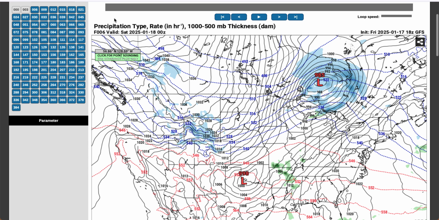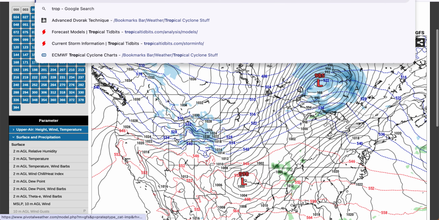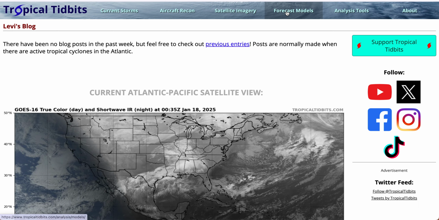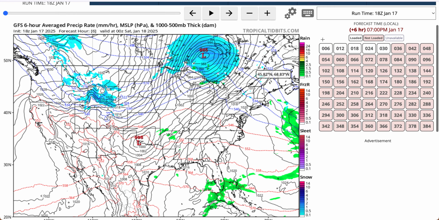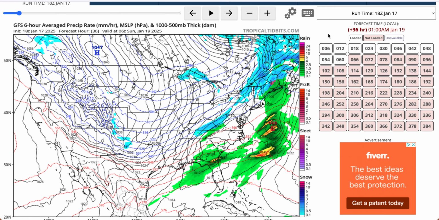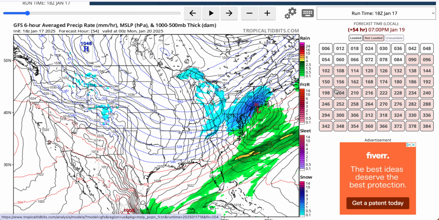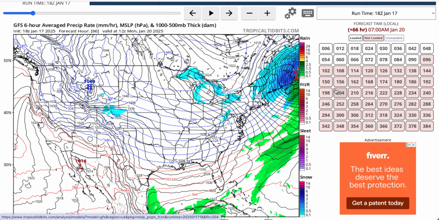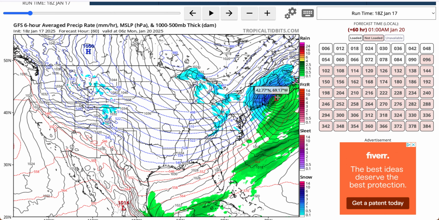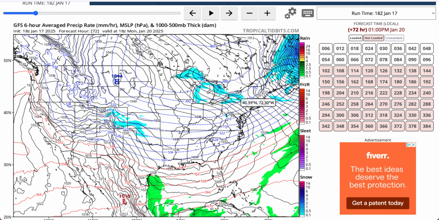Actually, let me pull this up on Tropical Tidbits so it can load faster for you guys. So we want to look at what the American model is taking. It just takes a storm, and bang, look at that. Snow all up the I-95 corridor. And this is some decent snow as well, so it's nothing too shabby. And then it intensifies over the northeast area, so even heavier snow in areas like Massachusetts, New Hampshire, Maine.